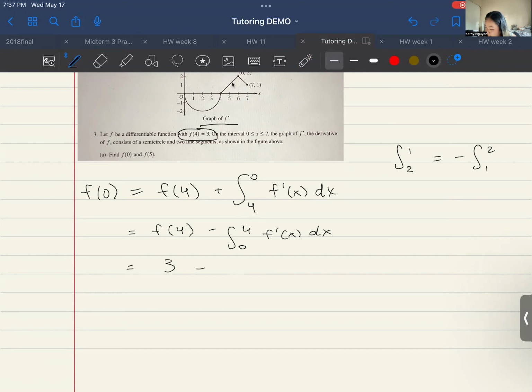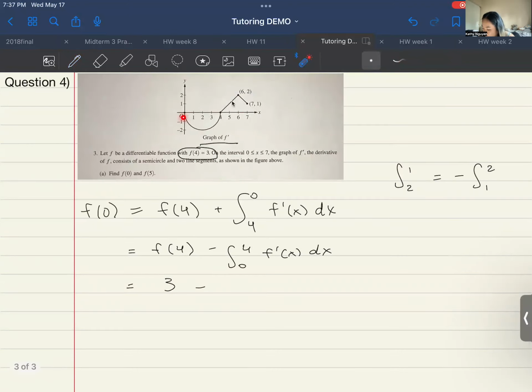3 minus, now the integral from 0 to 4 is a circle or a semicircle. And the formula for the area of a circle is pi r squared. And you can see the radius would be 2. So r is 2 squared. But then it's a semicircle, so we want only half of that area. So your answer would be 3 minus 2 pi.